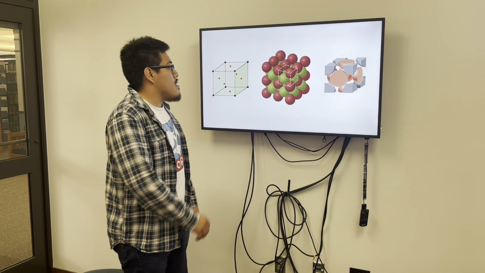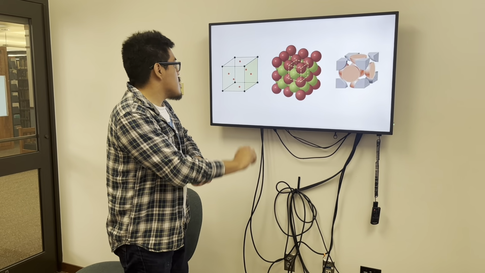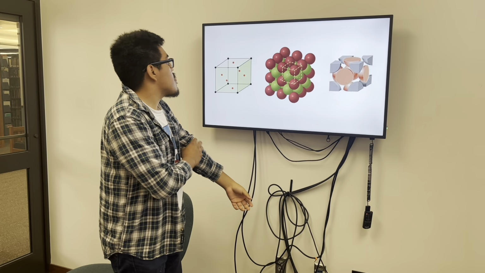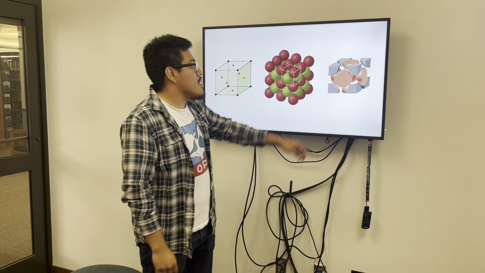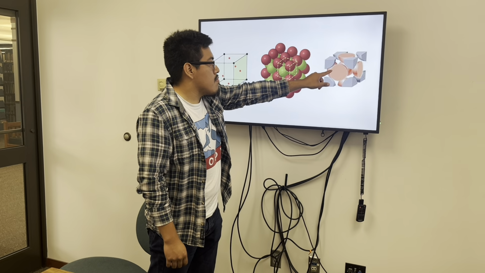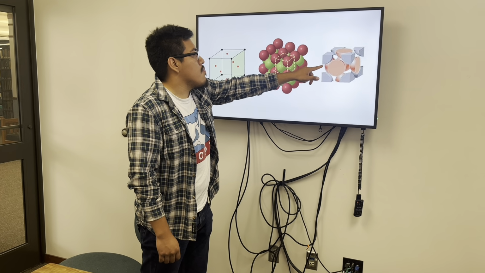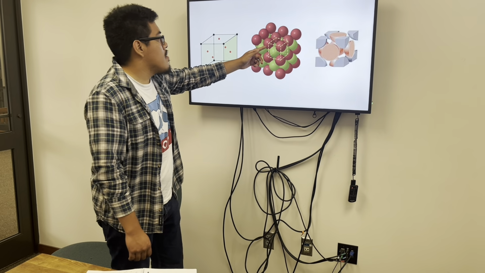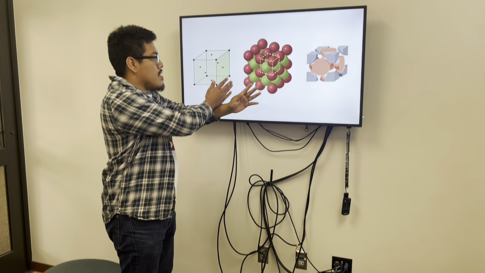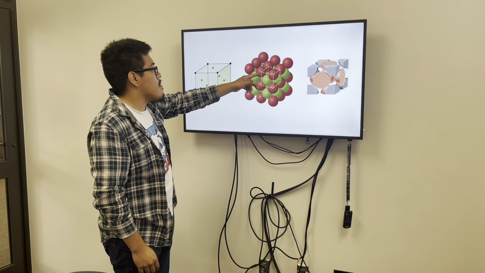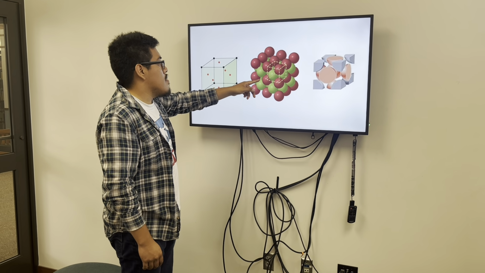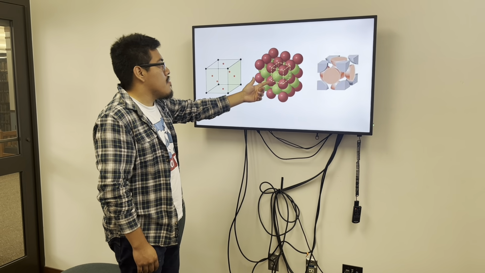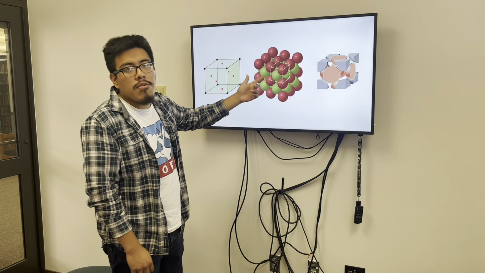For nickel, it would be a similar process. In our case, we would pick, say, the center one right here, or this side one right here. And so we would count the atoms over here, and then we would mirror it on the opposite side, and we would count the atoms on the mirrored side. In this case, it would give us a coordination number of 12.